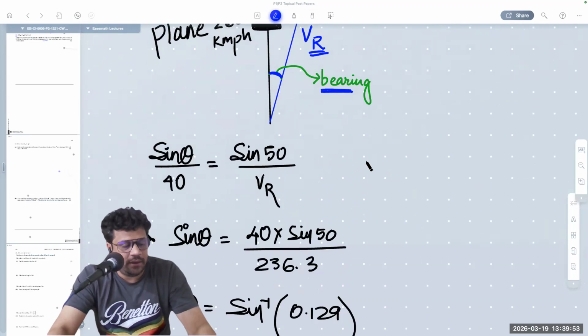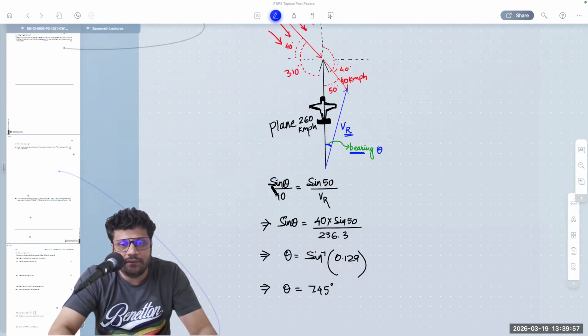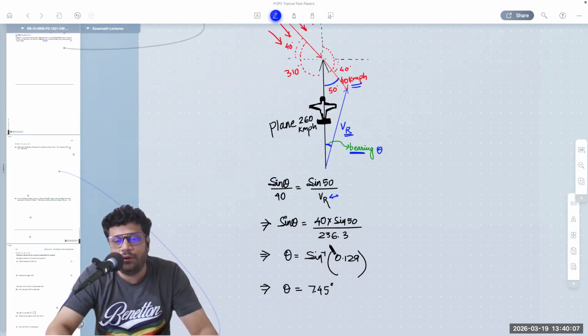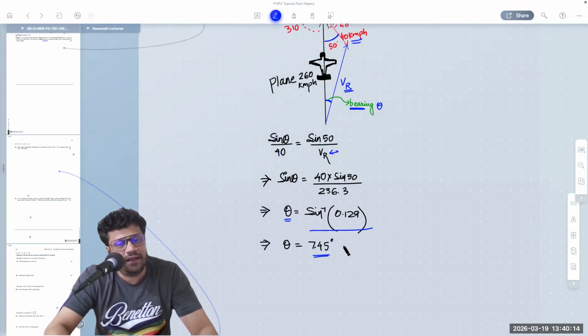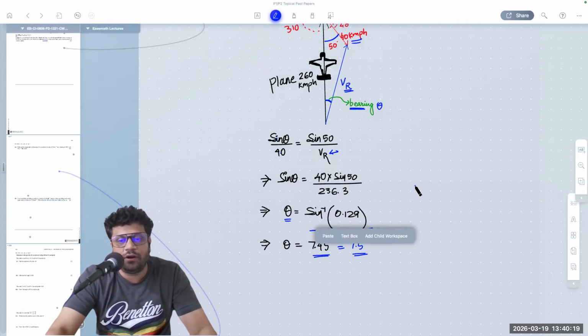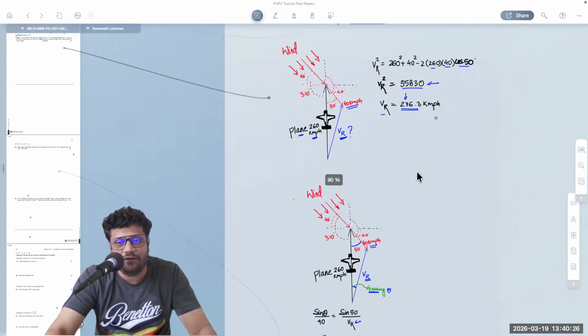It's very simple. I go sine of that angle, let's call it theta, sine theta divided by 40 is equal to sine of 50 divided by VR, the one that I found. Theta comes out to be sine inverse of 0.129, and it is 7.45 degrees. You can write it as 7.5 degrees. That's the bearing of the velocity. So we got the answers. They're supposed to be 7.5 on the bearing and 236.3 on the speed of the plane.